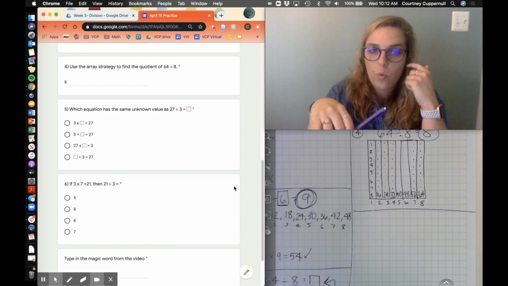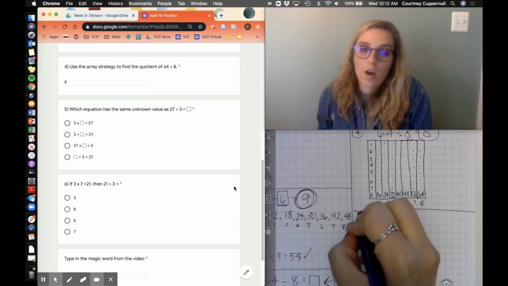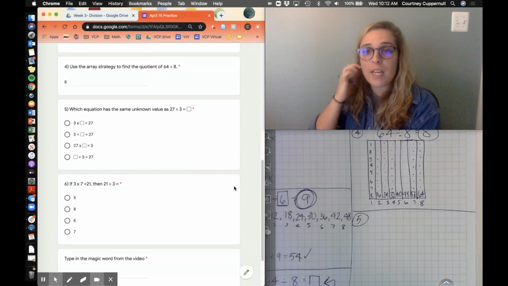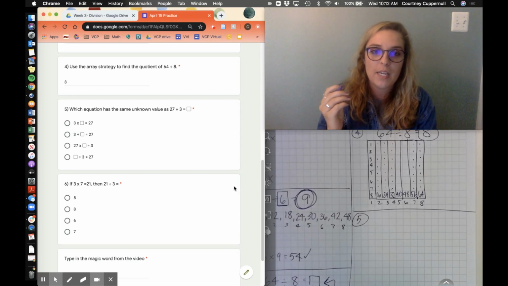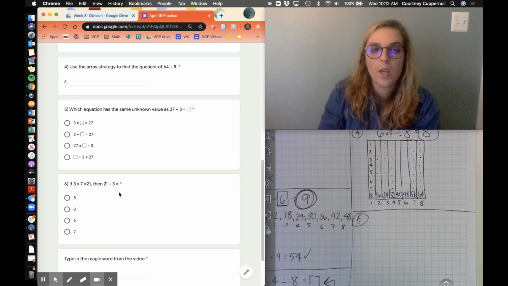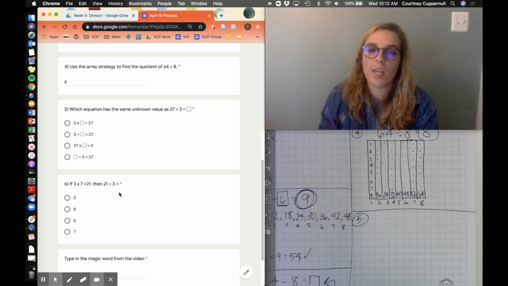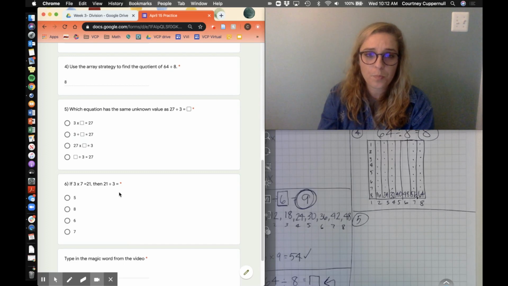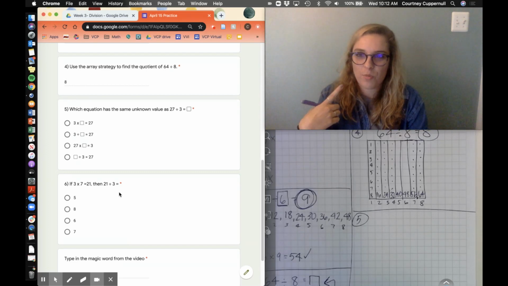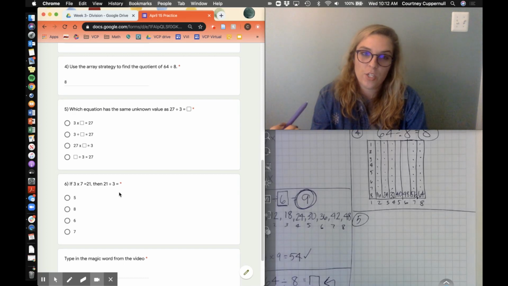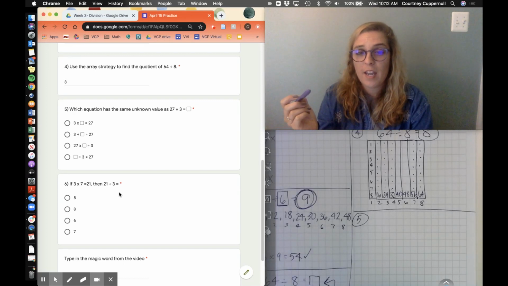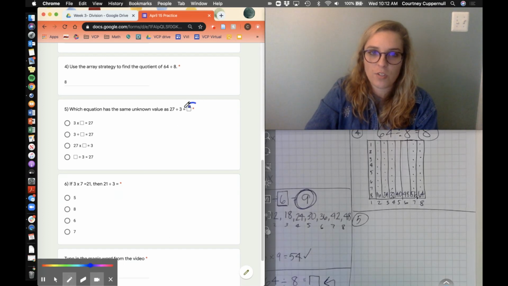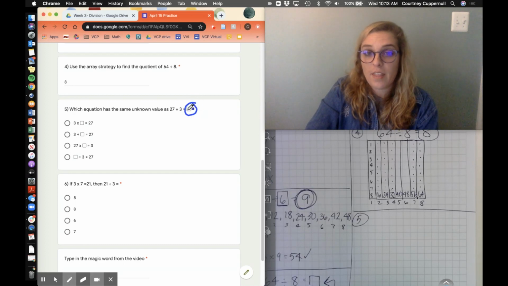Now, number 5, which equation has the same unknown value as 27 split into 3 groups equals something? So what this question is really asking me to do is, what equation would be true for whatever the quotient is in this division equation, so whatever the answer is here, for which equation, if I plugged in this answer, would also be true?